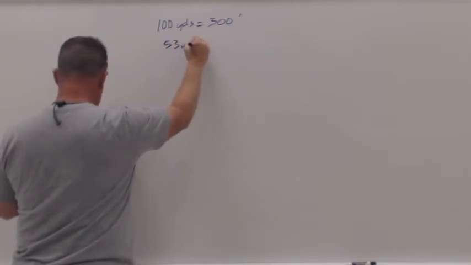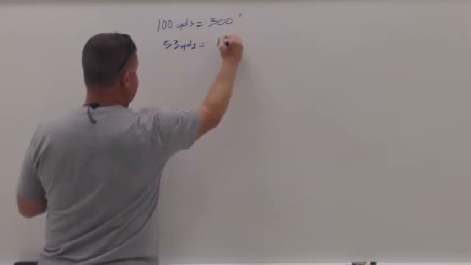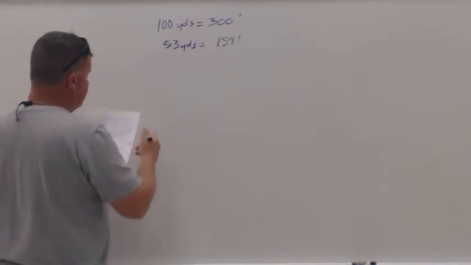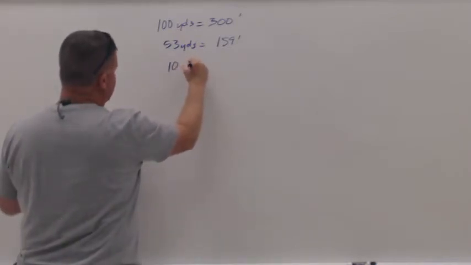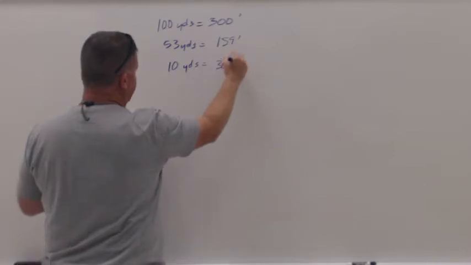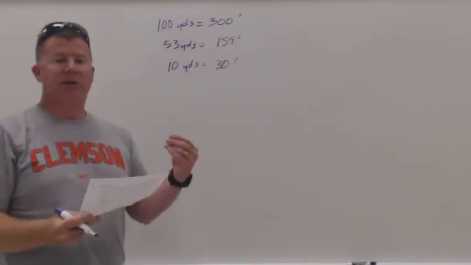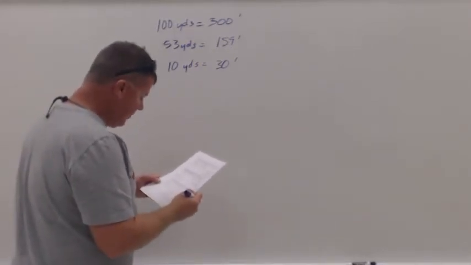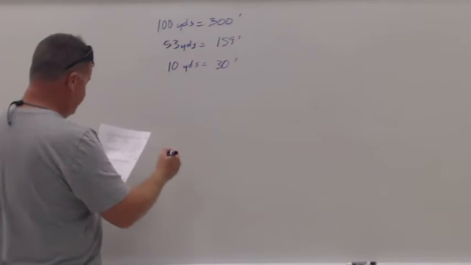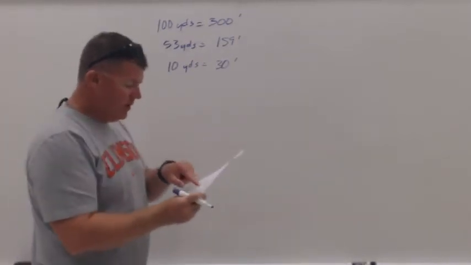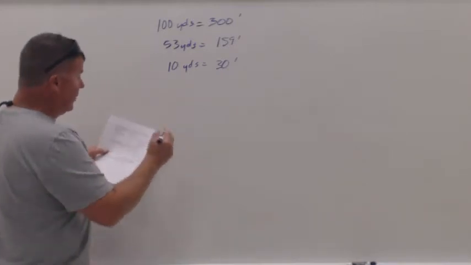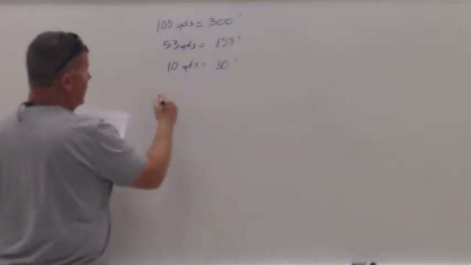53 yards is equal to 159 feet. And 10 yards is equal to 30 feet. So I'm giving you the information that the problem is giving us. So we're going to do the football field itself. Now remember, the football field is 100 yards by 53 yards wide. So I've already converted it to feet.